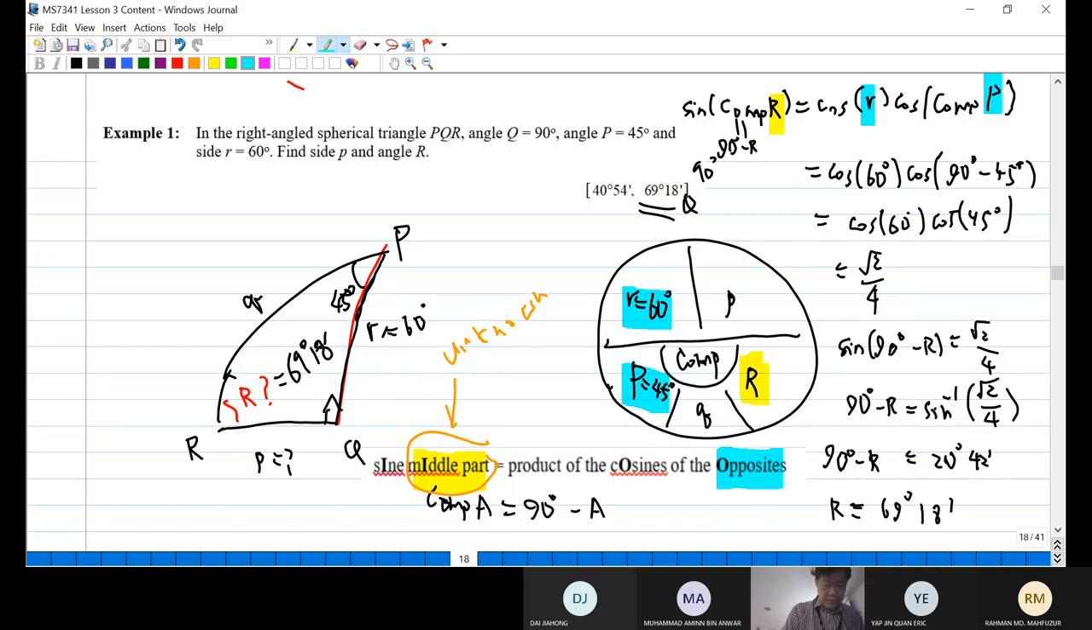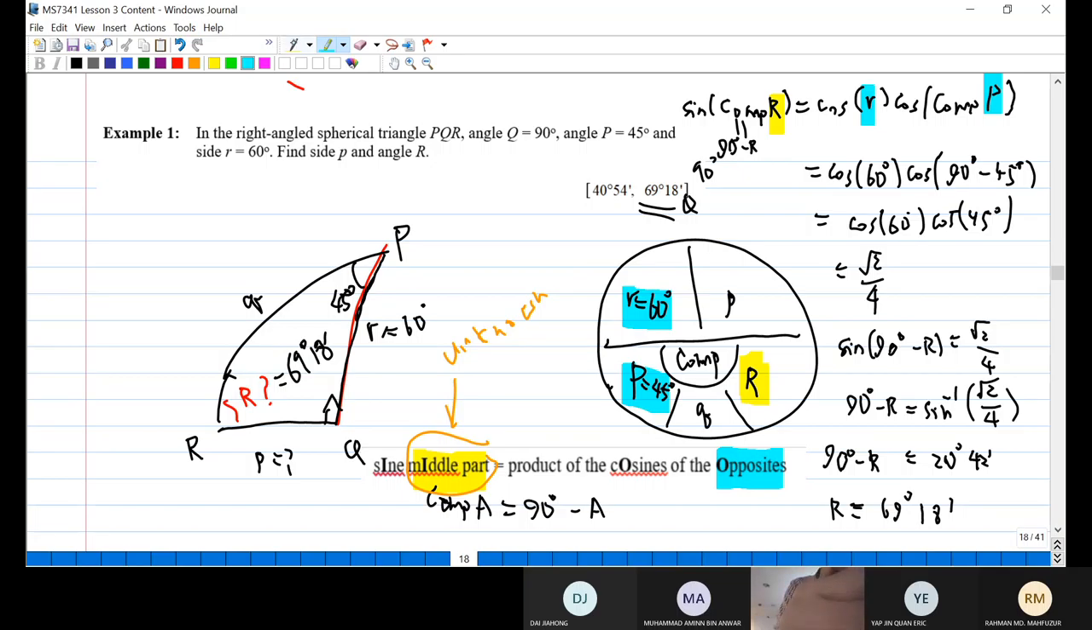Okay, I can WhatsApp this to you. So I have found out the angle R already. So let's do the next part.